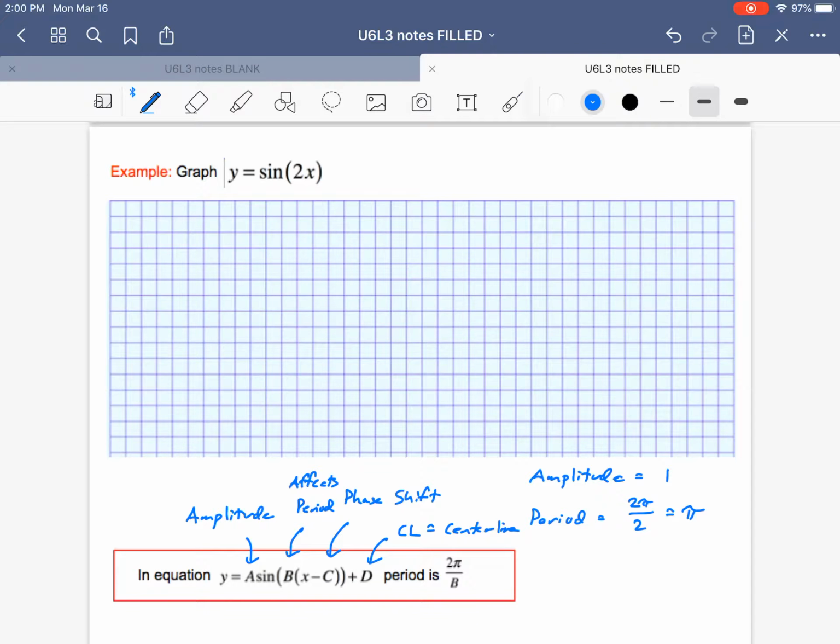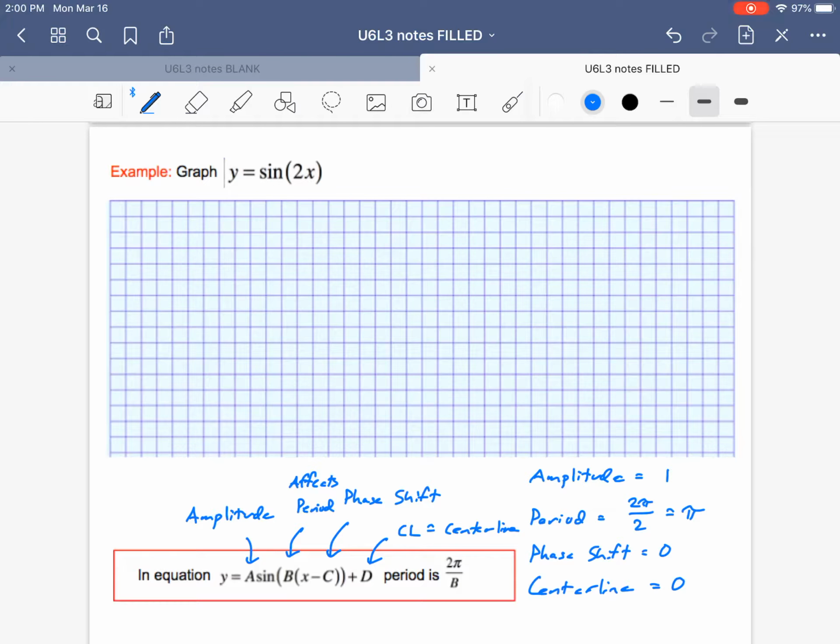So in our graph, really we've only got one thing that's changing. We've only got one transformation here, it's the 2. So the amplitude is still 1. The period has been changed, it's pi. The phase shift, so basically where I start the graph, is 0. That it hasn't moved right or left. And the center line, the graph hasn't been moved up or down. Center line, it's also 0.